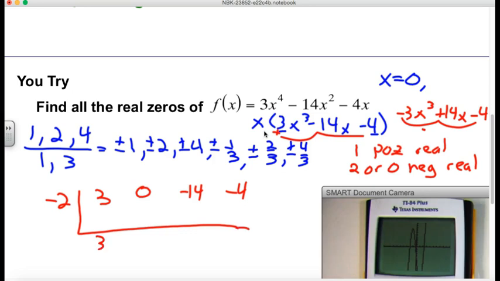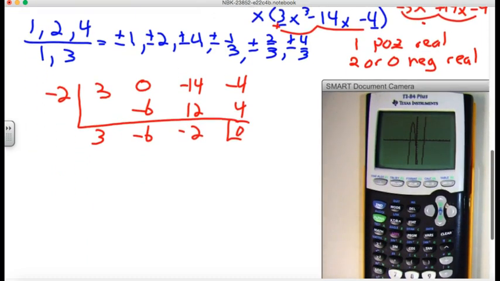All right, bring down the 3. 3 times -2 is -6. 0 minus 6 is -6. Times -2 is 12. 12 minus 14 is -2. Times -2 is 4. And then -4 plus 4 gives us 0. Awesome. So we found a second zero. It's -2.